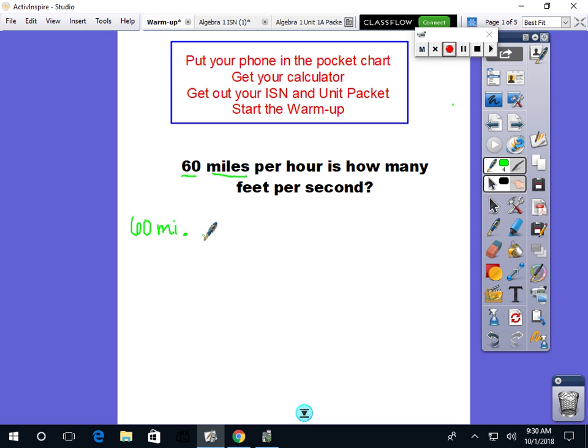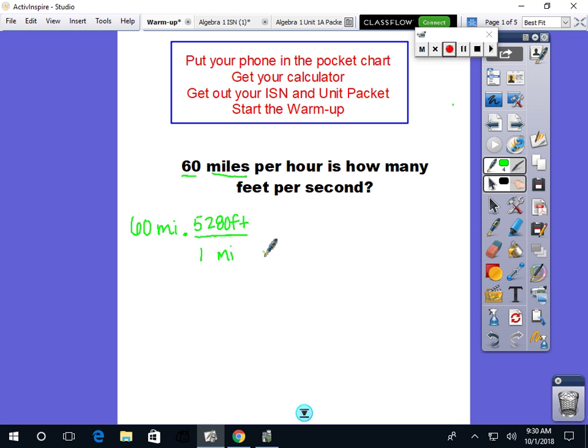And one of our goals is to convert the miles into feet. So if miles is on the top, then it has to go on the bottom. And then we're trying to get it to feet. So what do you know about miles and feet? What's something we know about miles and feet? Correct. Every mile has 5,280 feet.